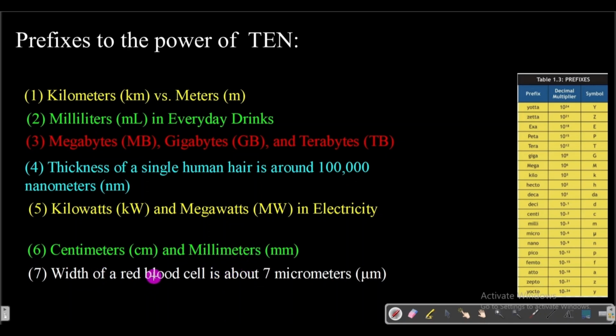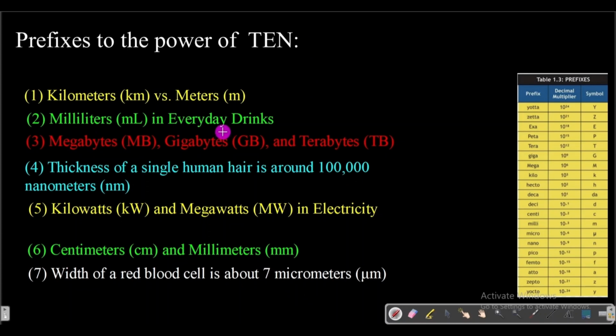And similarly, the width of a red blood cell in our body is about 7 micrometers. Here, this 7 is the number. This meter is the unit of length. Then what about this micro? Micro is the prefix here.